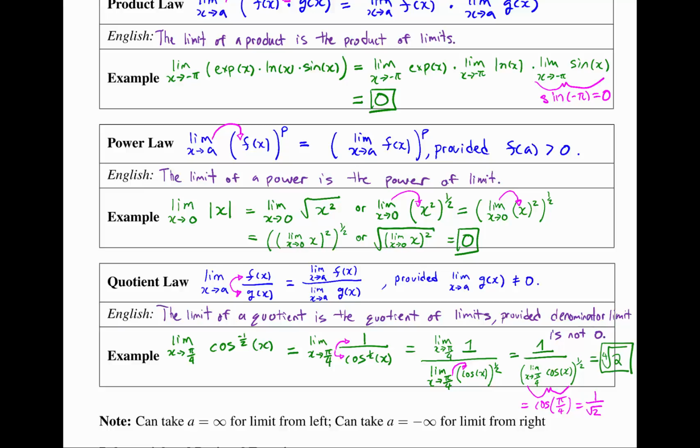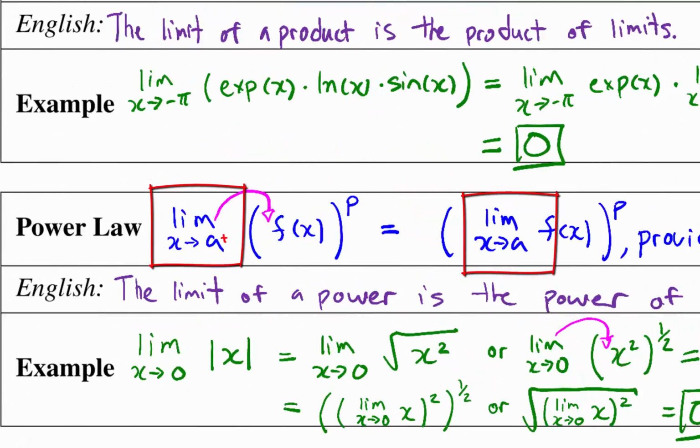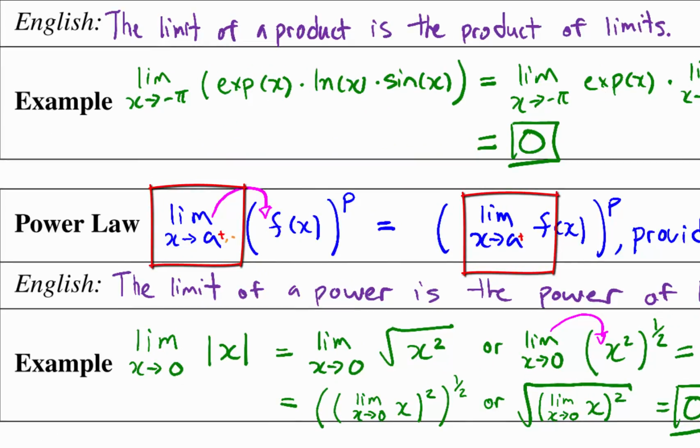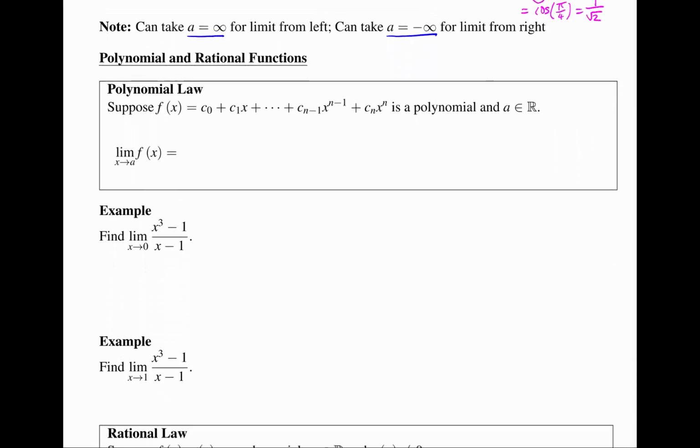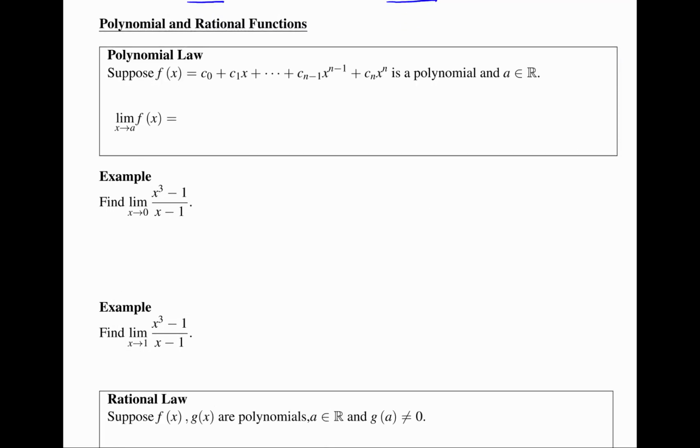Now all these laws that we've done actually also apply to just one-sided cases. So we can scroll up and put positive signs here to indicate limits from the right, or alternatively we could have put negative signs to indicate limits from the left. And in fact, we can even take a equal to infinity when we're doing limits from the left, and take a equal to minus infinity when we're doing limits from the right, and all these laws are still true. The polynomial and rational laws are just applications of the limit laws and the basic limits.